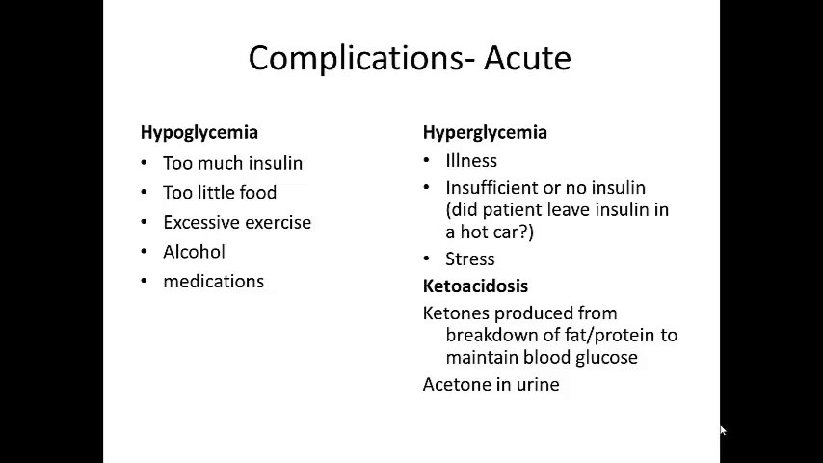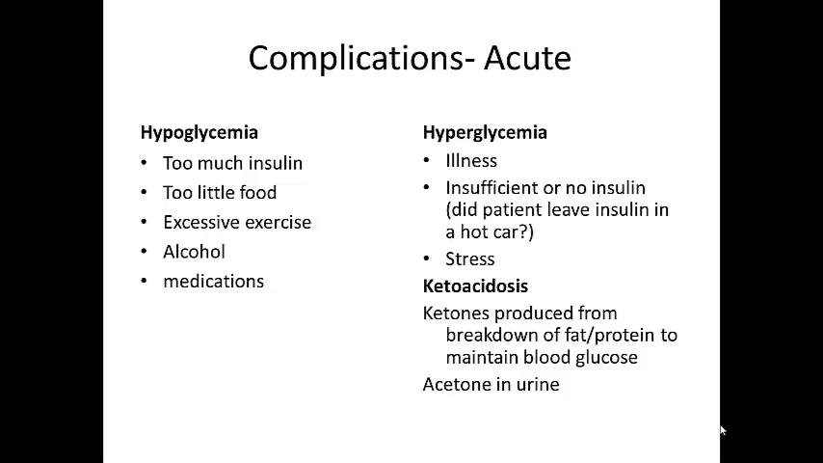Other complications we can look at in terms of acute problems. Hypoglycemia is typically caused by too much insulin and too little food. Can also be brought on by excessive exercise and alcohol and medications. Alcohol, when consumed in a diabetic patient, will stop the liver's slow release of glucose. And so it results initially in hypoglycemia, but once the liver has finished processing the alcohol, the patient could have a rebound hyperglycemic event.